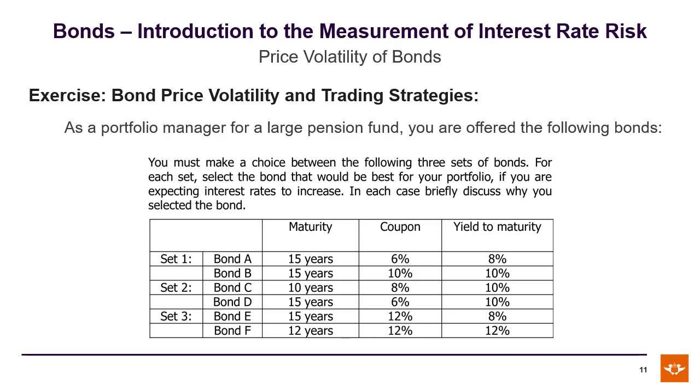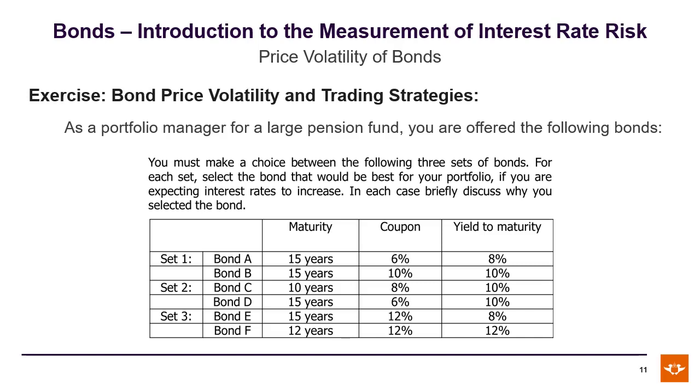And this exercise is designed to show you what happens in reality and the complications that you will encounter. Because here as a portfolio manager, you're being asked to select a bond that you're going to include in your portfolio, and you've been given 3 sets of bonds to choose from, and you've been told that you're going to be facing an increasing interest rate environment, and they want you to choose a bond from each of the sets, and you need to explain why.